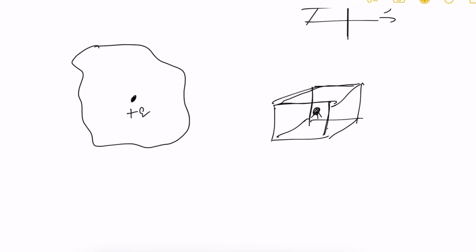Suppose you are the charge, you are the charge. Now the room is, now I take an irregular shape.